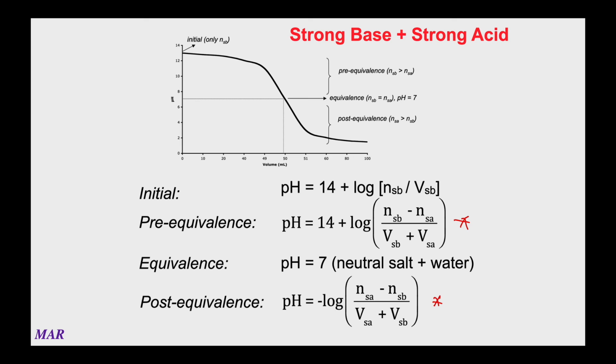And again, some of the things will be constant, like moles of what you started with and volume of what you started with. On the other hand, what you're adding will change. So NSA and VSA will change here. They're pretty chill.